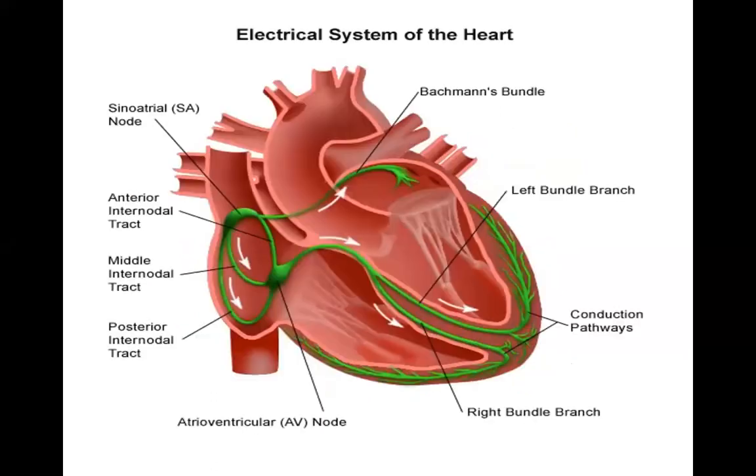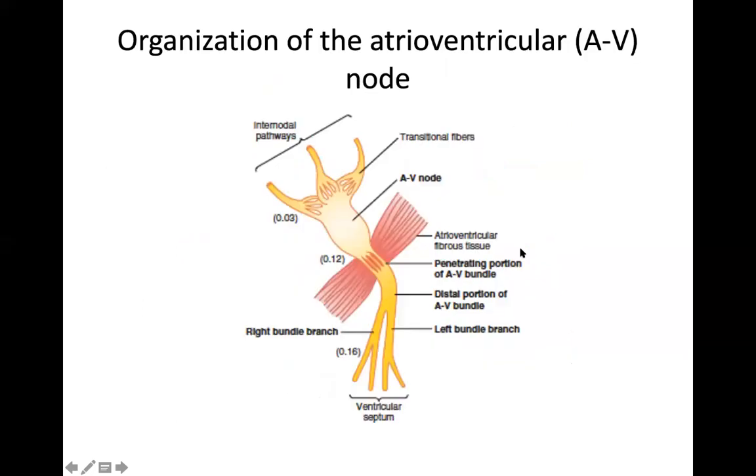So next is your AV node. So this is the organization of the AV, atrioventricular node. Your AV node is composed of three internodal pathways.